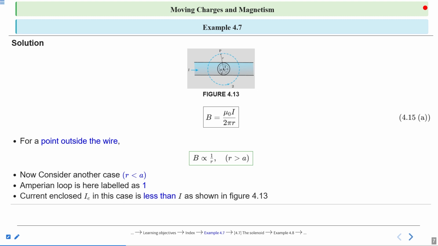So current enclosed by this loop: now current is uniformly spread through the whole wire, but the Amperian loop has a radius less than the radius of the wire. So current enclosed by the Amperian loop will be less than the total current I. Got it? Current I is spread all over the wire. The Amperian loop has a radius less than the radius of the wire, so current enclosed will be less than I. So current enclosed IE in this case is less than I, as shown in figure 4.13.